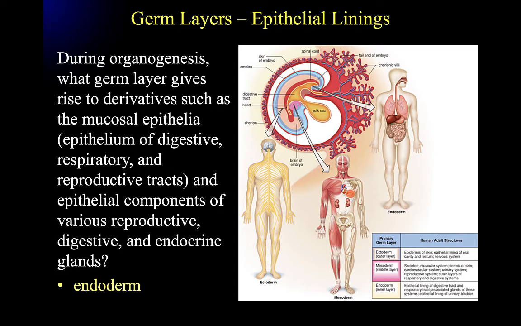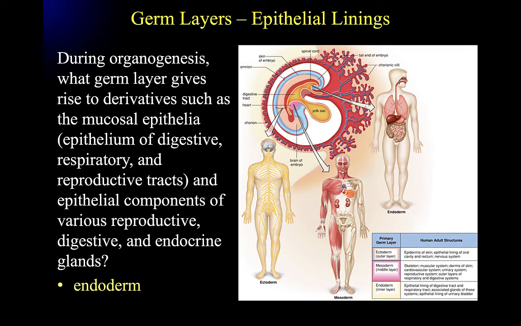The endoderm then is going to become largely things like the mucosal epithelia, the linings of our digestive, respiratory, and reproductive tracts, and of course a few other things that are associated with some of those, like some of the glands that are associated with them. So the endoderm is kind of that inside layer, in this case, the lining of some of these very significant organs.